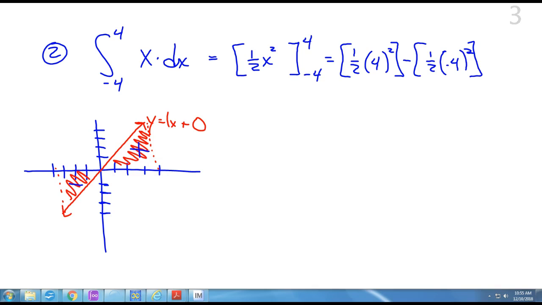So what's 4 squared? 16, half of that's 8. What's negative 4 squared? 16, half of that's 8. 8 minus 8 is 0, which we kind of already knew, but I'm just showing you how it works and why it matches up. Questions there?